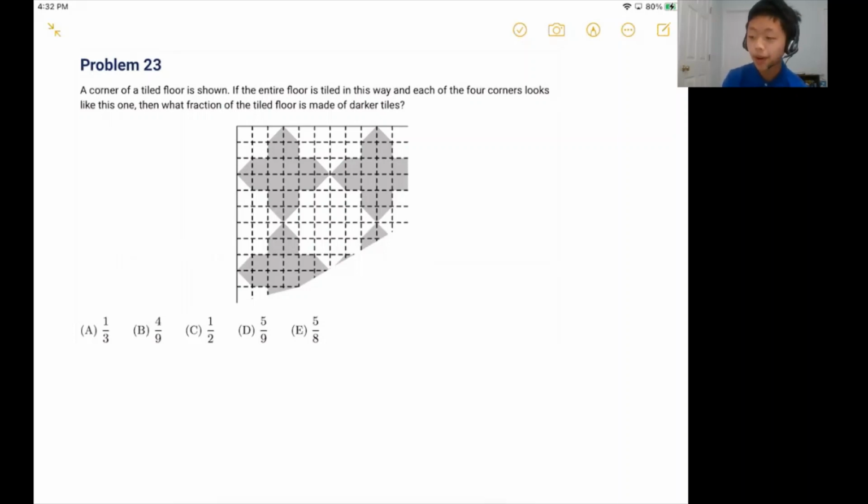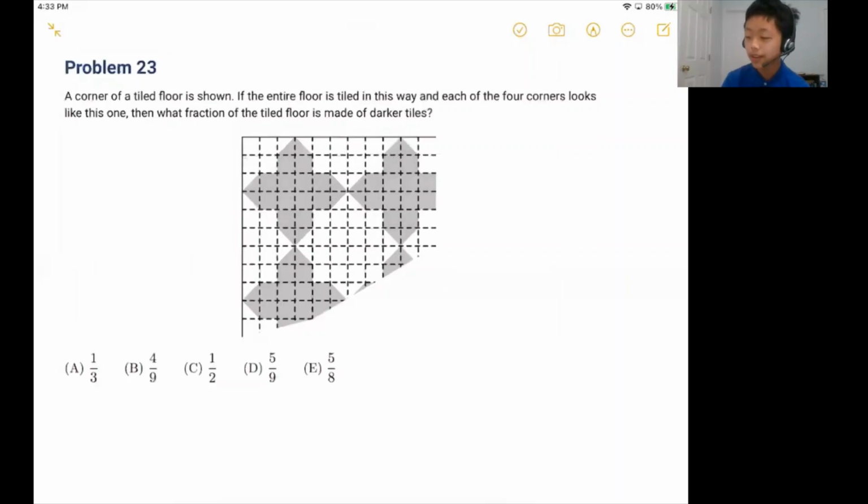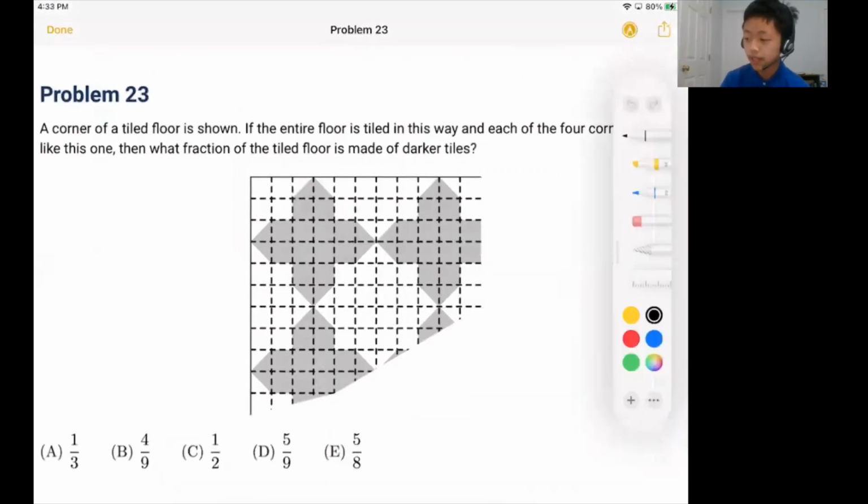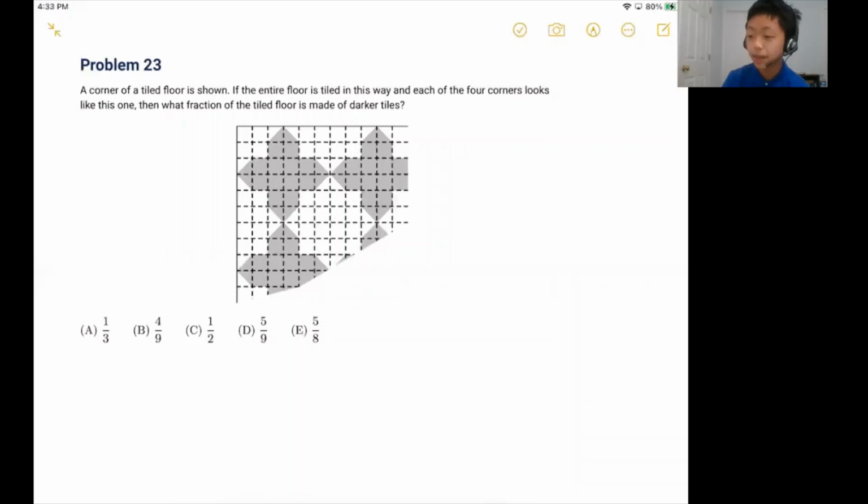So I think one of the weird things about this problem is it might be confusing. This diagram that they gave us is kind of weird, right? The diagram is a portion of the big floor. So you can think of this image that they gave us as a portion of the entire floor, and we have to continue and extend this pattern.